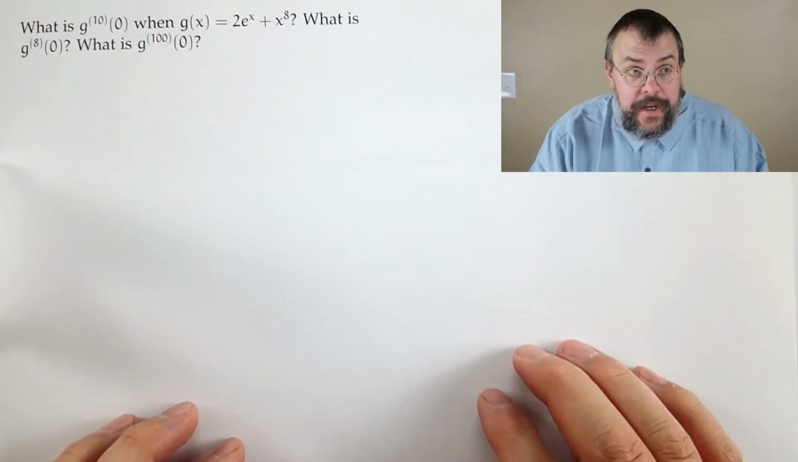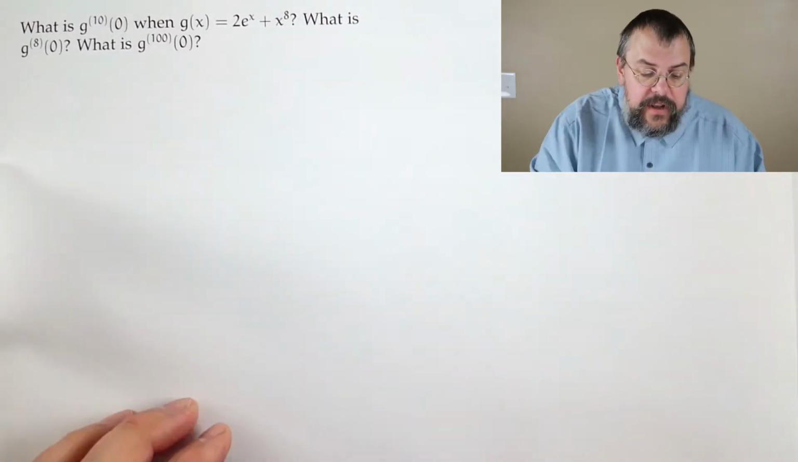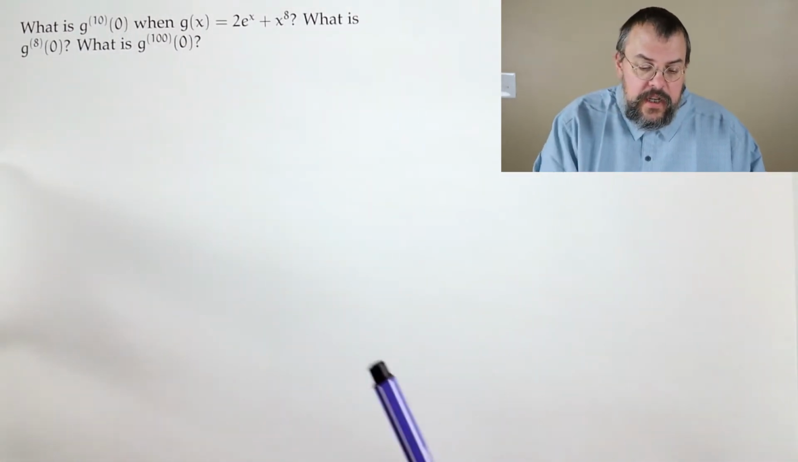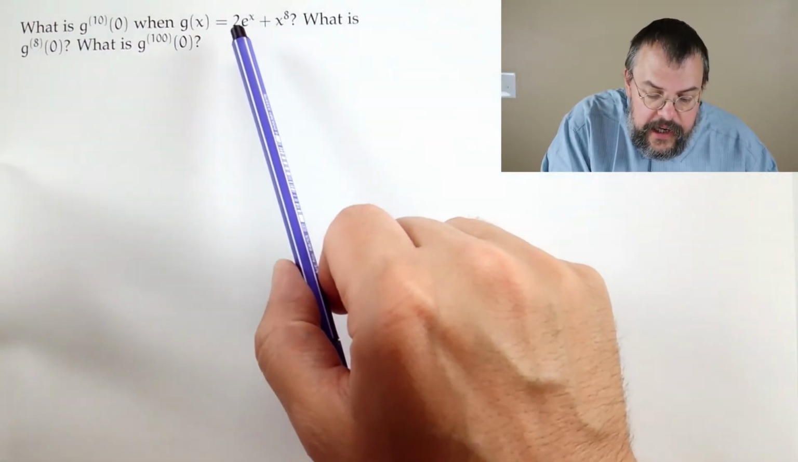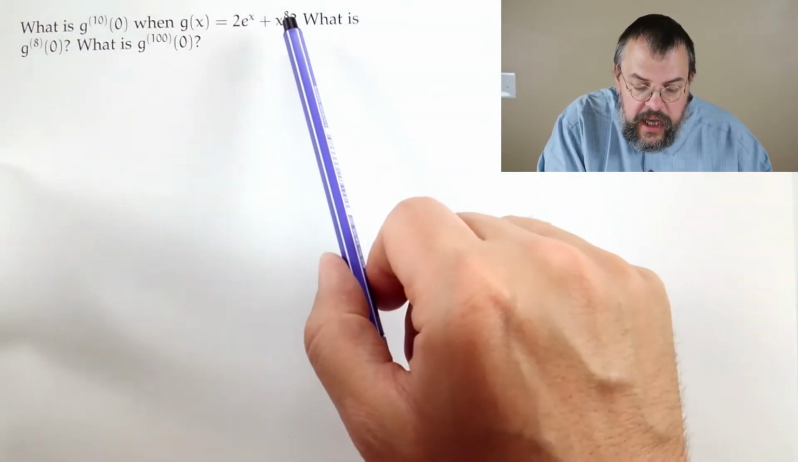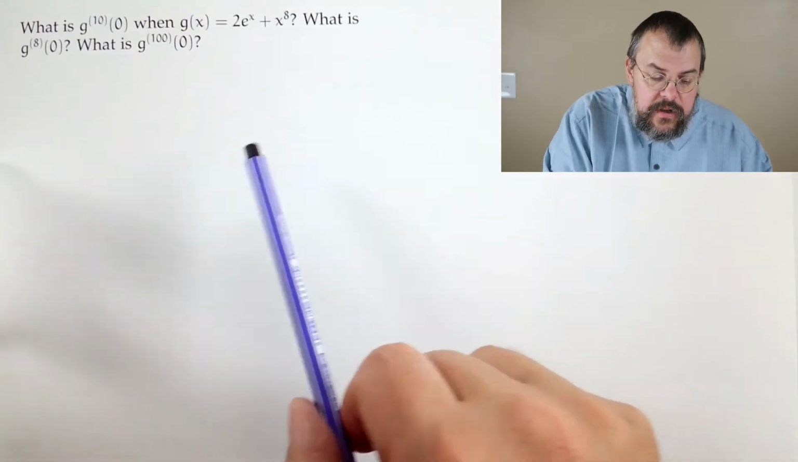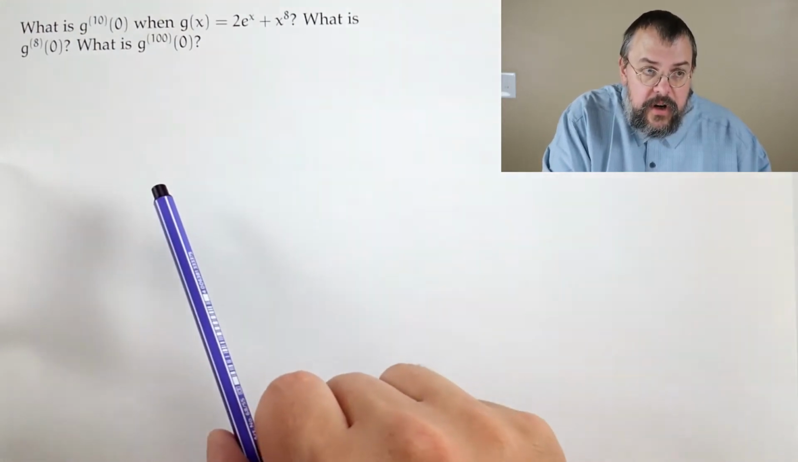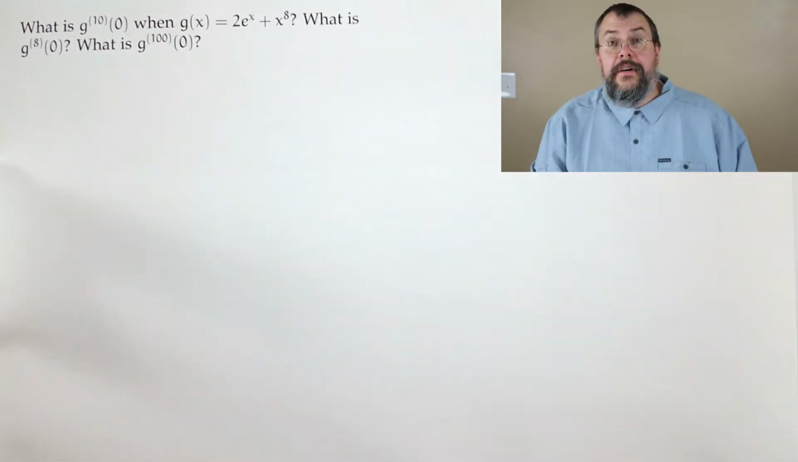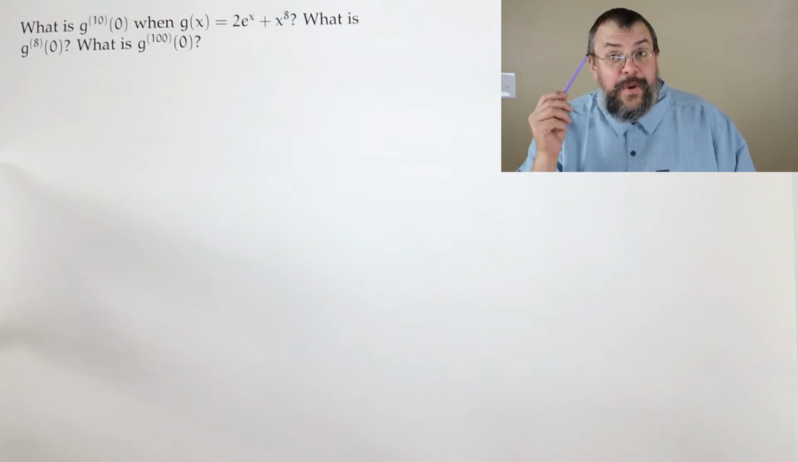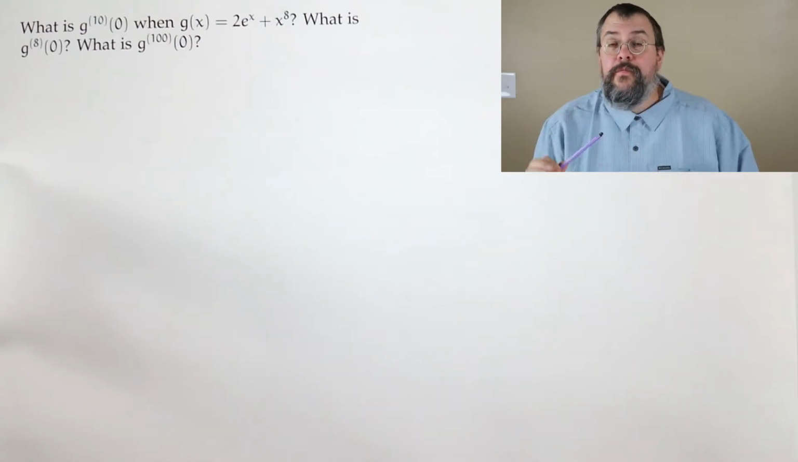What is the 10th derivative at 0 when our function looks like this: 2e to the x plus x to the 8th. And it asks some other questions. What's the 8th derivative at 0? What's the 100th derivative at 0? Now you're probably thinking, we're really going to take 100 derivatives?